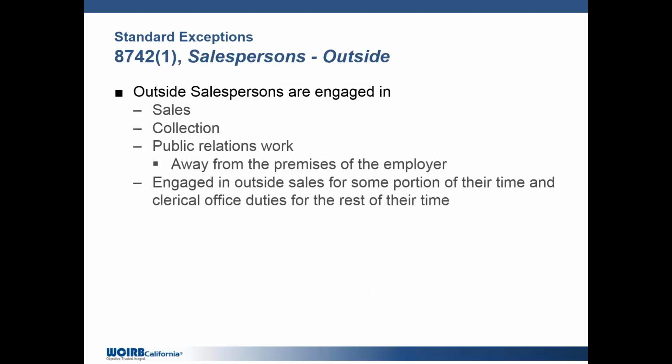Outside salespersons are the second type of standard exception employee. They spend at least some of their time away from the employer's location, engaged in sales, collection, or public relations work. Note that they're not allowed to perform other duties, such as product delivery, installation or repair work, or other functions. This issue sometimes arises with employees that are described as route salespersons. When outside salespersons are back at their employer's own location, they are subject to the same conditions and restrictions as a clerical office employee. Many employees who do not sell goods or services are nonetheless assigned as outside salespersons based on performing a combination of outside public relations work and clerical office work.